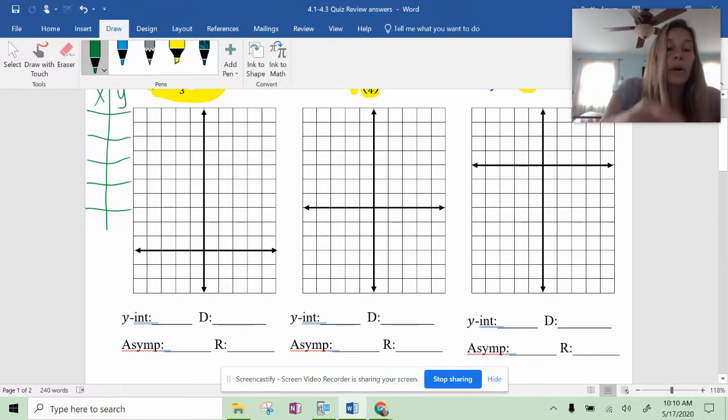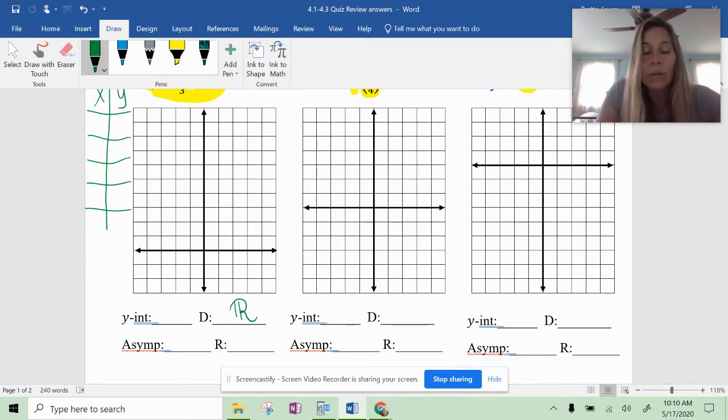Now, if you remember, the domain for these on every single graph on this page is all real numbers. The range and the asymptote go hand in hand, right? So if there's no k value adding or subtracting to the end, we know the asymptote is y equals 0. And then your range will be y is greater than or less than 0, depending on that a value. Since my a value is positive, my range is y is greater than 0.